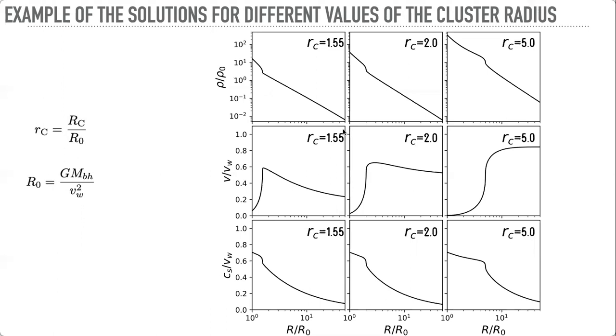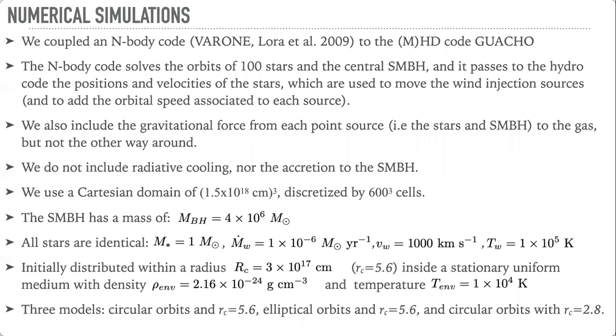I guess it's 1 over r squared. Then this velocity is also changing, and the sound speed or the temperature inside has this radial dependence. So, okay, this is the analytical model. We also do numerical simulations.